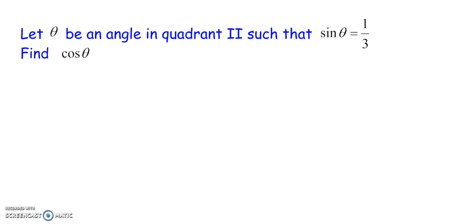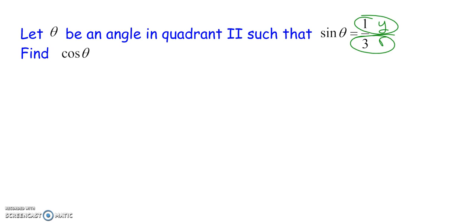Let theta be an angle in quadrant 2 such that sine is equal to 1/3, and find cosine. All right, so what have they given us? They have given us, going back to our definitions from the very first page, sine is y over r. So they've given us y is 1, r is 3. They've also told us to be looking for cosine.